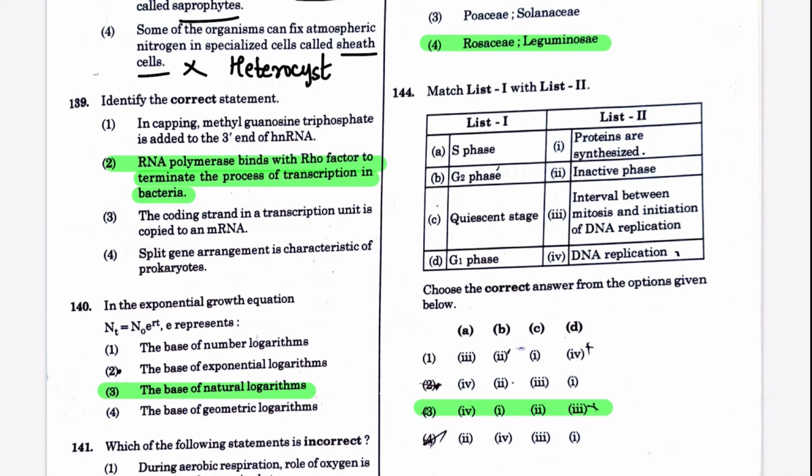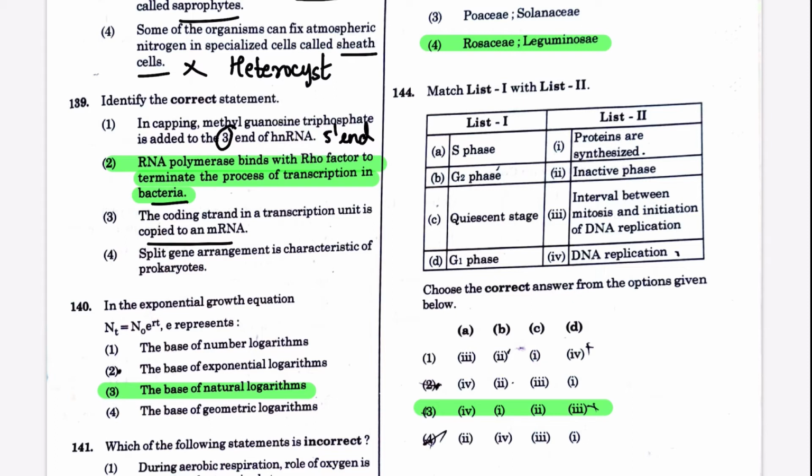139, identify the correct statement. Okay, so first option, in capping, the methyl guanosine triphosphate is added to the 3' end of hnRNA. Wrong, it is the 5' end, right? Okay, so option 2, the RNA polymerase binds with the Rho factor to terminate the process of transcription in bacteria. Yes, it is right. Okay, so initiation is by sigma and termination is by Rho.